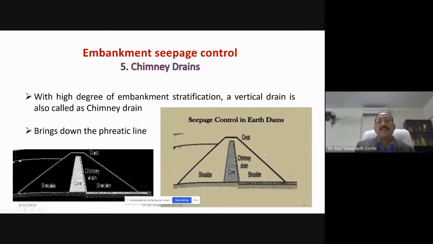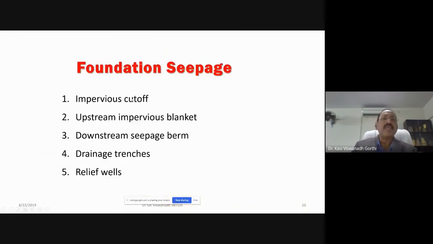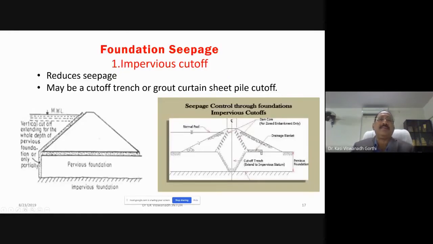With a high degree of embankment stratification, a vertical drain, also called a chimney drain, brings down the phreatic line. If the phreatic line moves from upstream towards the downstream slope, the dam becomes unsafe. Because we are providing a vertical chimney drain here, it will bring down the phreatic line and ensure the safety of the embankment. Coming to the foundation seepage, we have seen impervious cutoff, upstream impervious blanket, downstream seepage berm, and drainage trench and relief well as some of the measures to control the seepage through the foundation of the earth dam.